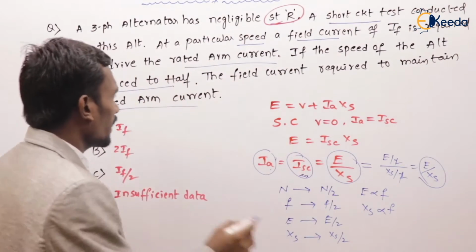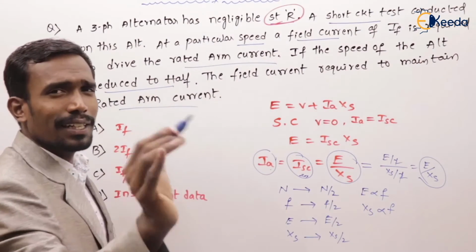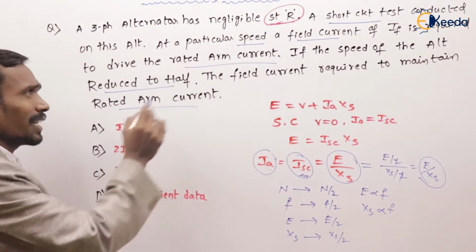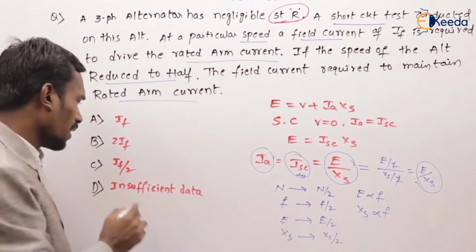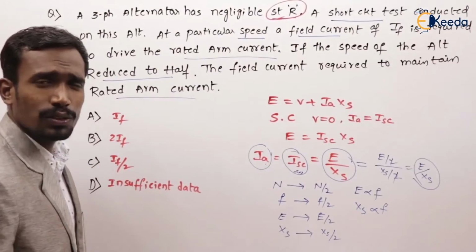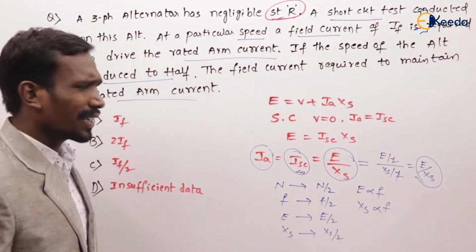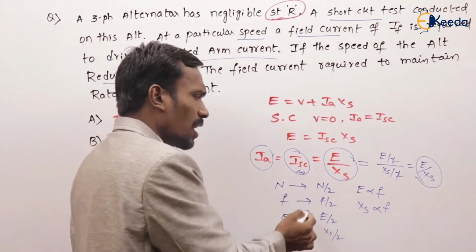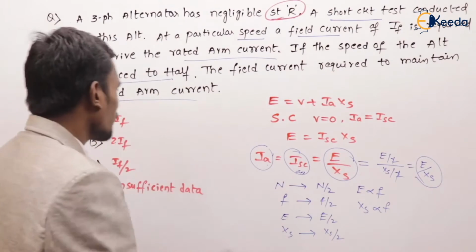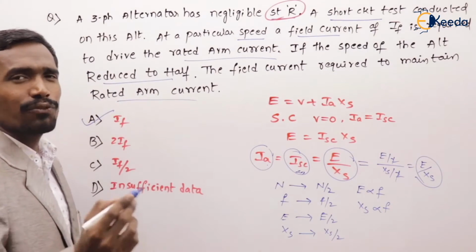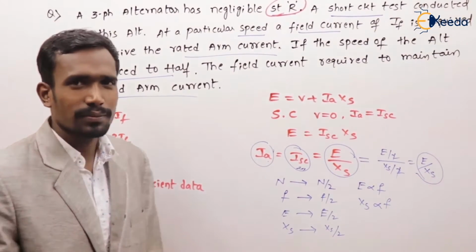That's why, what is our answer now? What is the field current required to maintain rated armature current? The same field current, double the field current, half of the field current, or insufficient data? So tell me, sir, what is the answer? No need to change the field current, because before and after reduction of speed, the armature current is rated only. That's why our answer is: same field current required. Right? Same field current required.